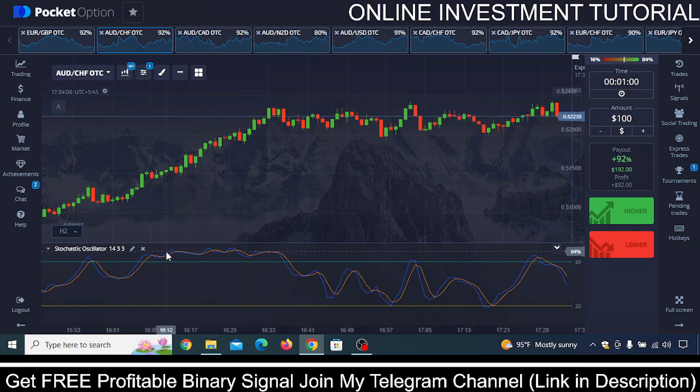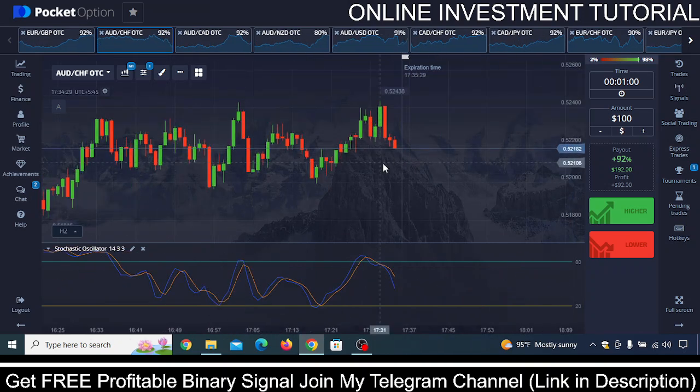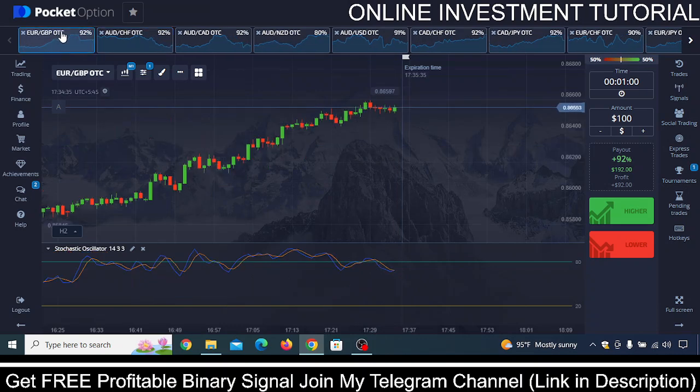Once we see this kind of format, then in the candles, whenever one candle closes in red, right after that candle we'll make a trade by clicking on higher. But only after we see this kind of format. As you can see, currently there is no such case, so let's look at another currency pair.